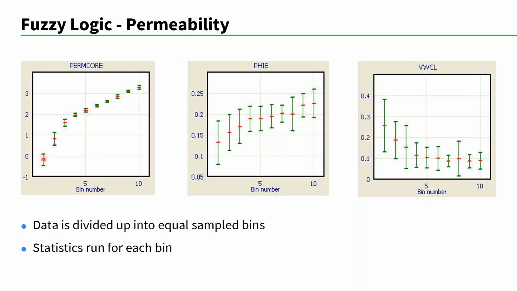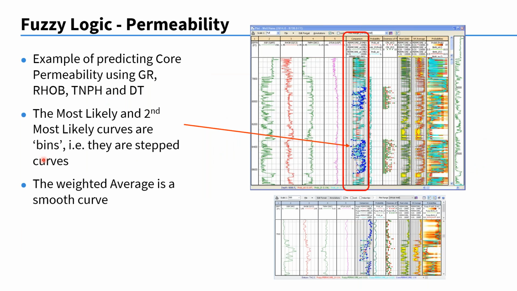And same as the previous slide, the green bars represent the standard deviation values, the low and high, and then the red bar represents the mean value. So the data is divided into equal sample bins, and then statistics are run for each bin that you have divided the data into. There's still a sample of permeability.